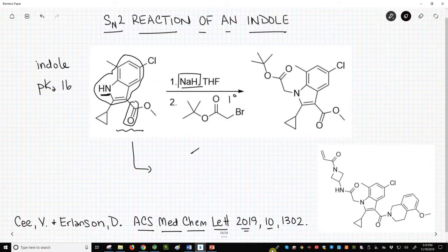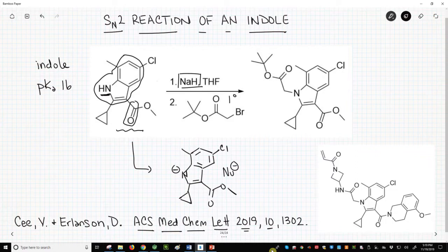So let's draw our deprotonated indole. Our nitrogen will have a negative charge. Finish the structure. Perfect. This anion is a nucleophile, and it sets us up for an SN2 reaction in the second step.